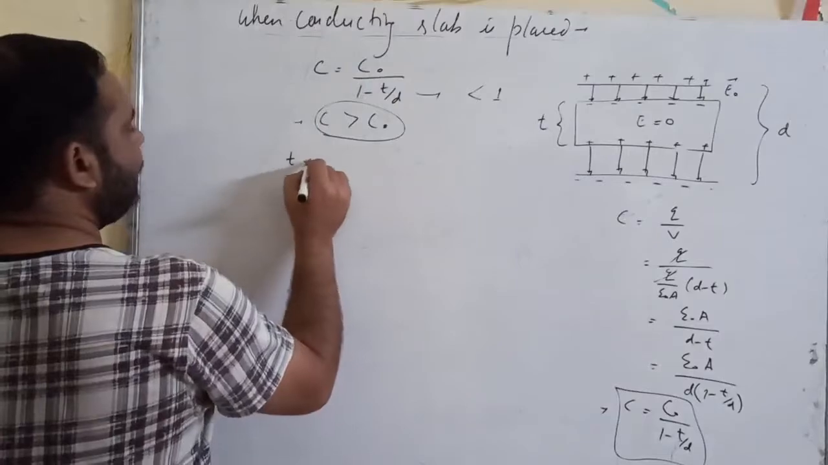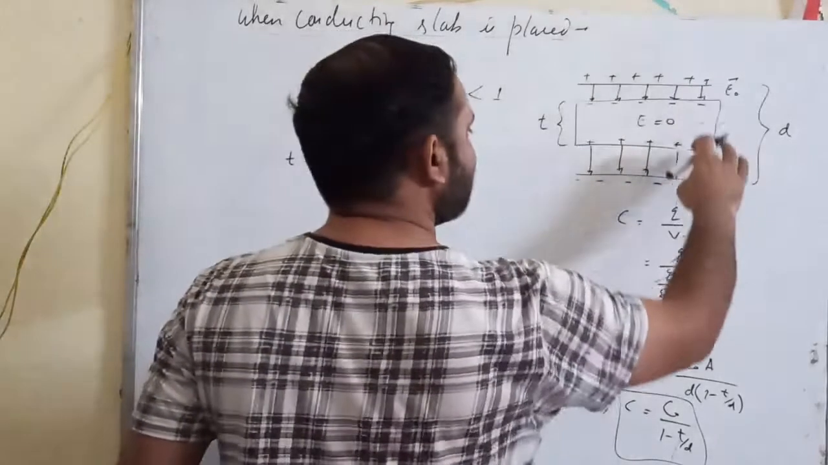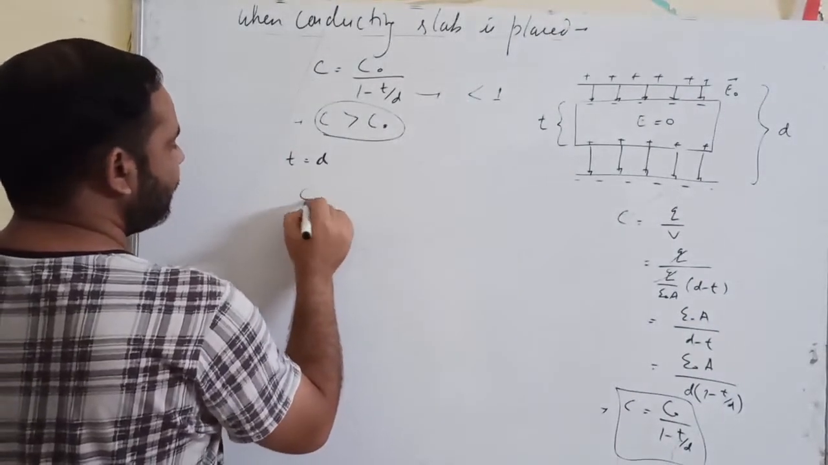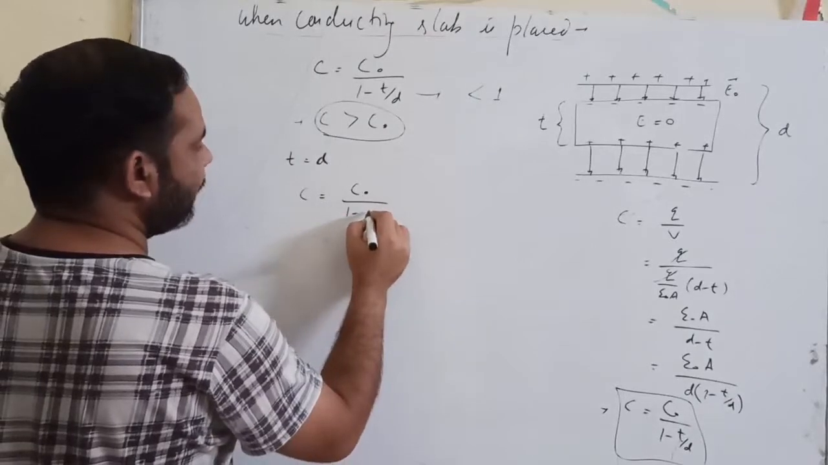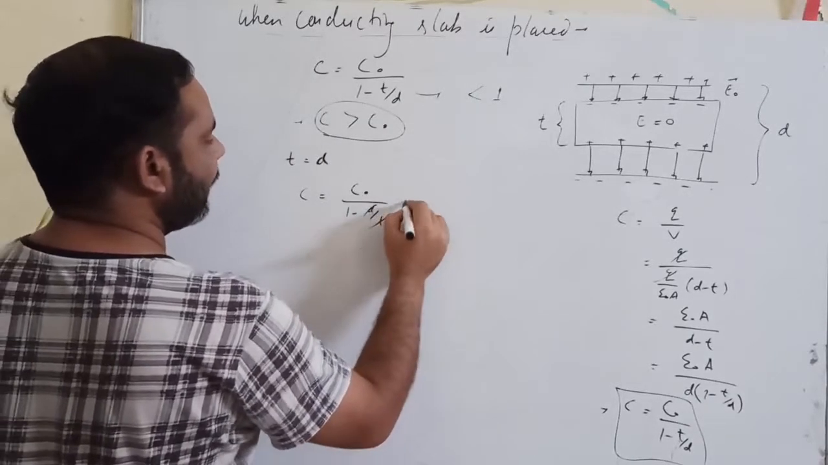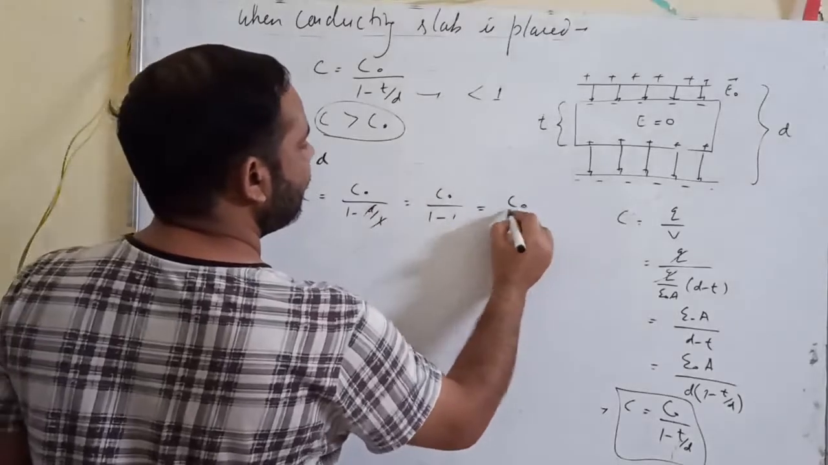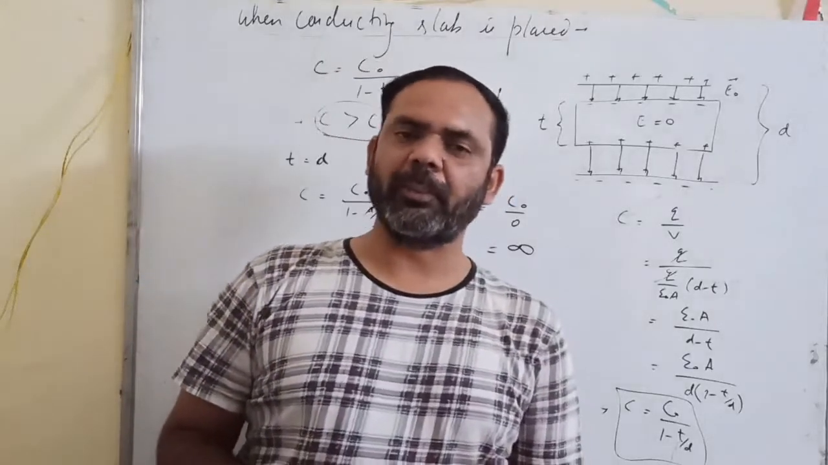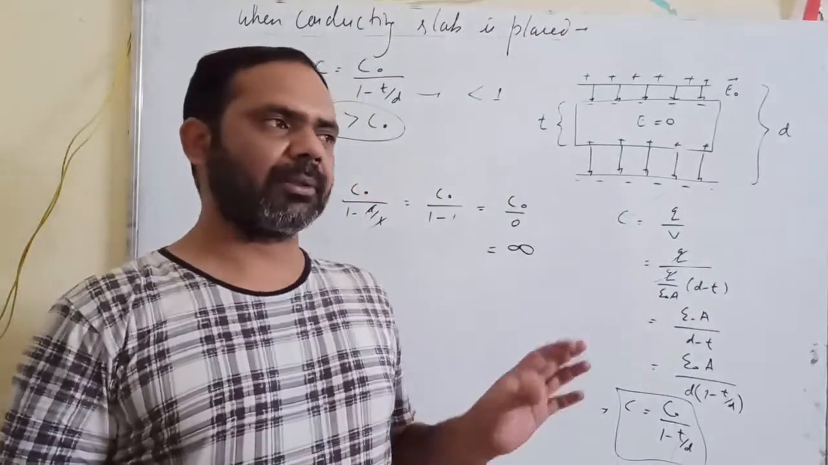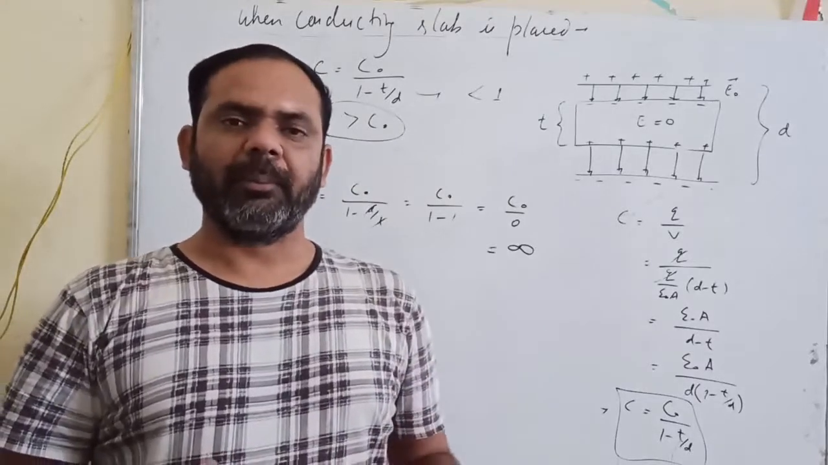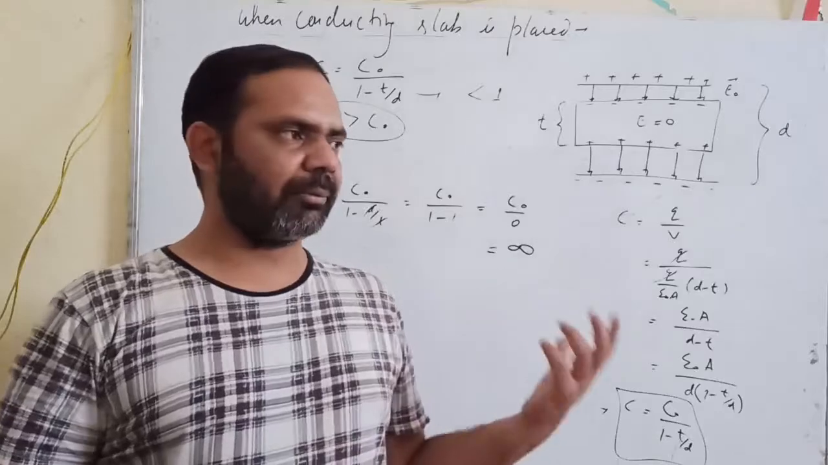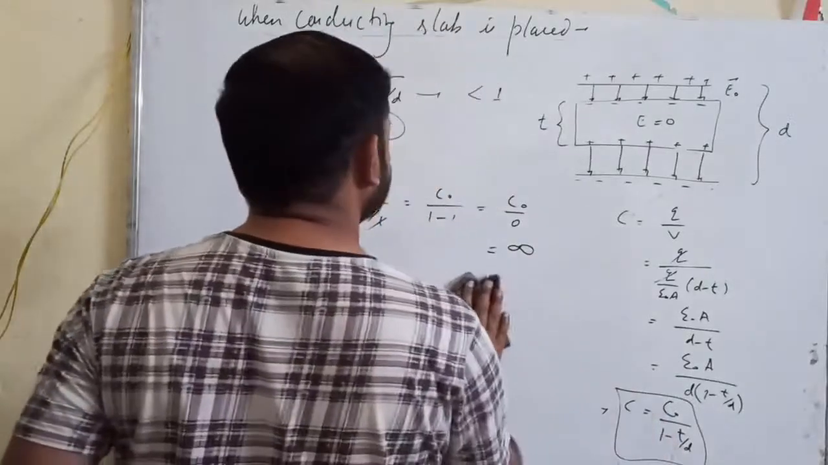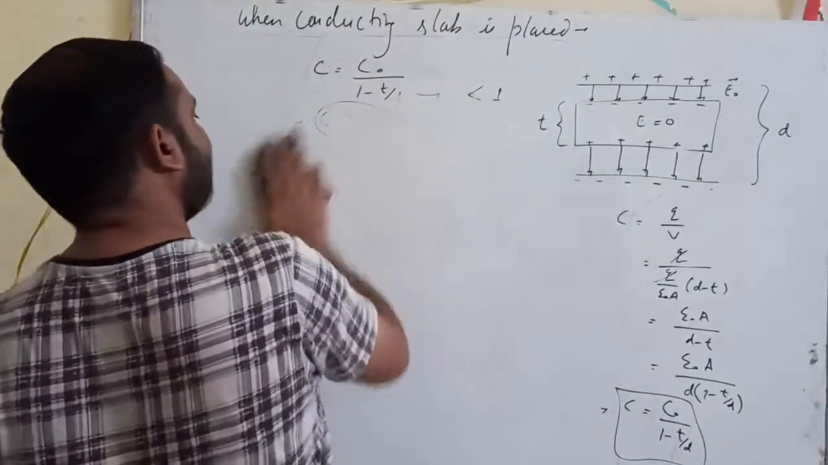Now, suppose T is equal to D, if the whole space is occupied by the conducting slab, then this formula becomes C equals C naught upon 1 minus D upon D. They both cancel. C naught upon 1 minus 1, C naught upon 0 equals infinity. So if the whole space is occupied by the conducting slab, then the capacitance of the capacitor will become infinite. It means whatever charge you give to the capacitor, it will take that charge. Okay, so this was about the conducting slab.